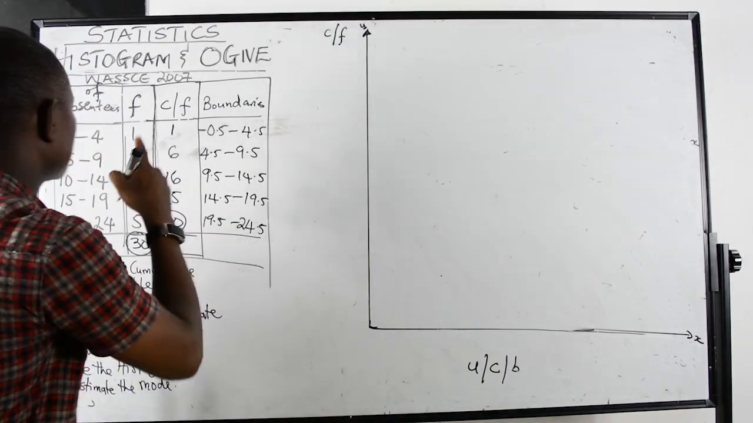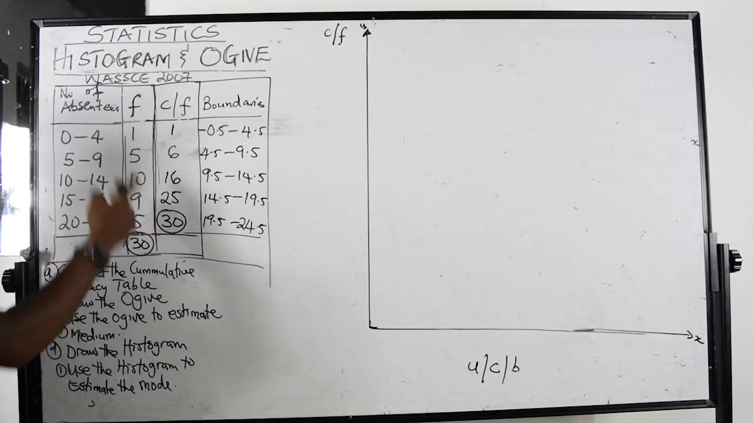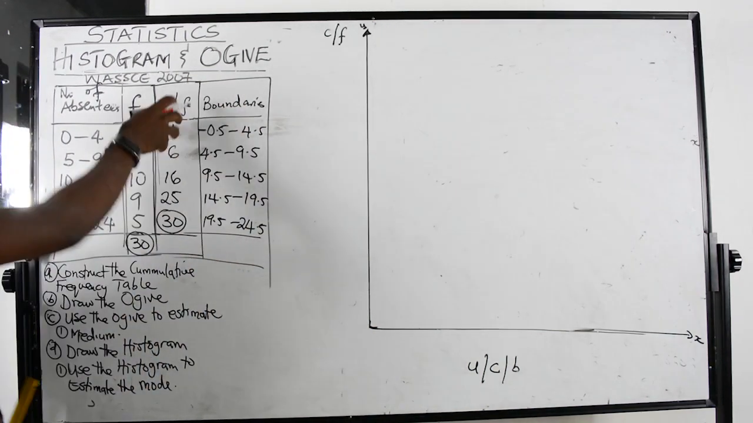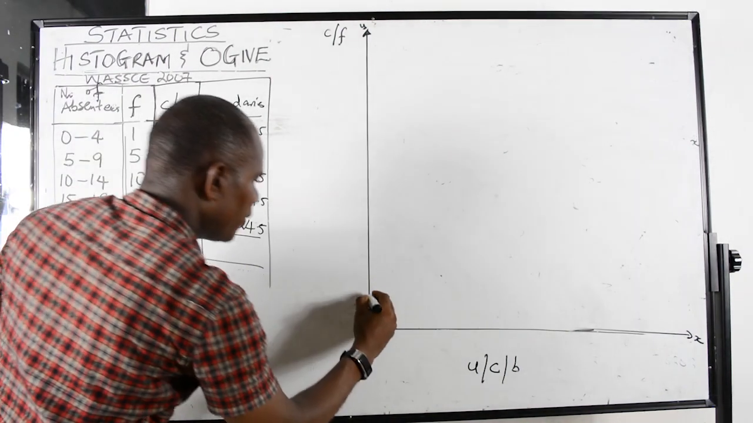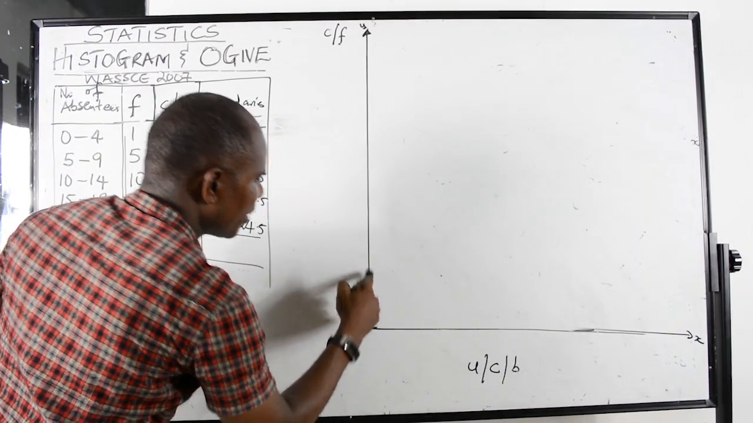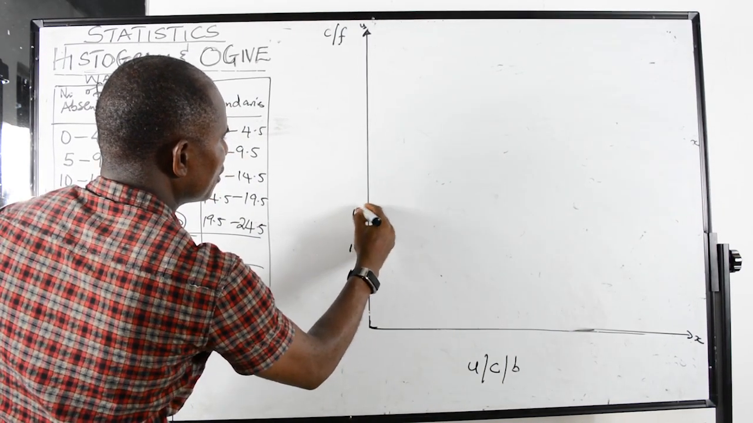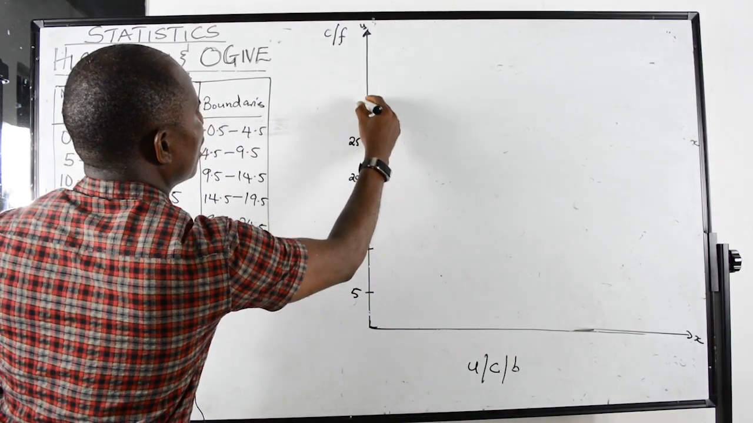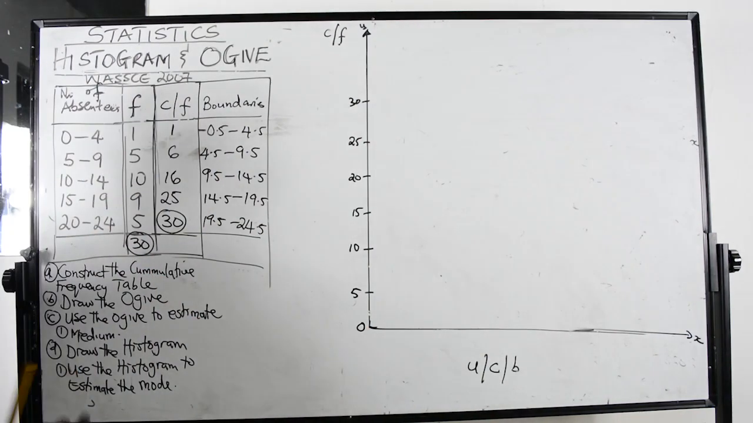So now we look at the cumulative frequency. The highest number there is 30 and the lowest number there is 1. So I must have a scale that accommodates all these numbers, the lowest and the highest. I'll take 5 to be precise, because of my space. Then I have 10, then 15, 20, 25, and 30 here. So now I started from 0.